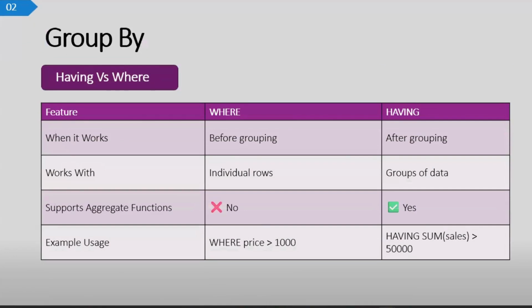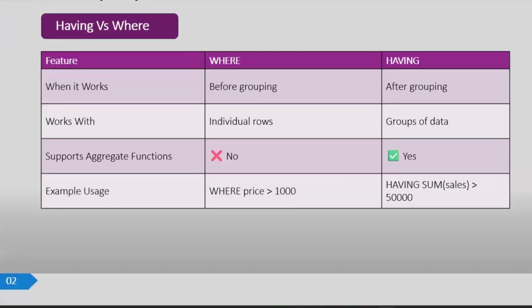If you compare having and where, where is used before grouping. So it runs on individual rows, any row alone, but having runs after grouping and works with groups of data. Where doesn't use aggregate functions, like sum and so on, but having uses them normally. Example, where price is bigger than 1000, that's a condition where you will use where. But having, when you put having sum of sales, for example, bigger than 50,000.